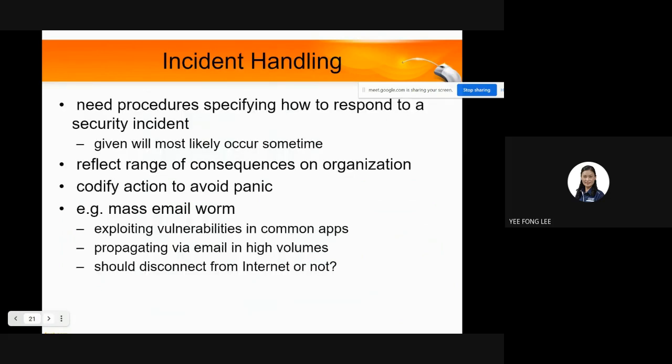Incident handling. Let's look at the screen here.